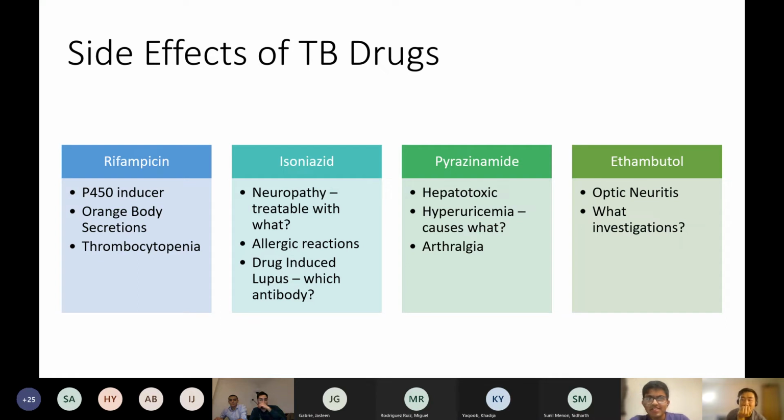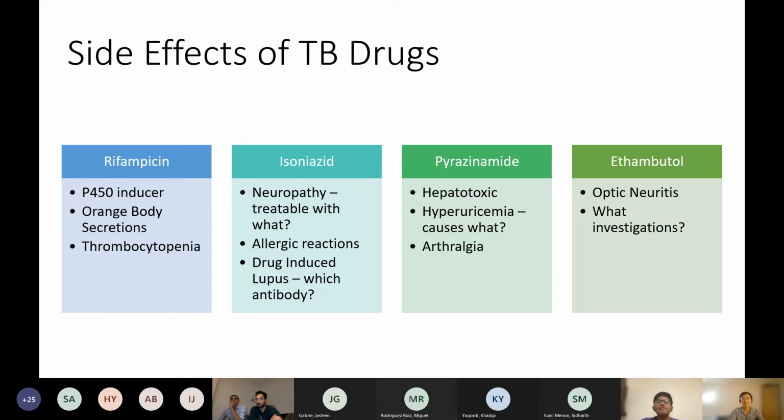The clue is, yeah, it can cause optic neuritis. So notably, you need to... Do you know how you investigate someone who started on ethambutol? What baseline investigation would you do if you're worried that they might get optic neuritis? So you're going to do fundoscopy if you're to be thorough, but not quite what I was going for.